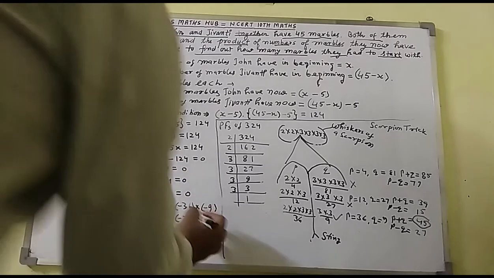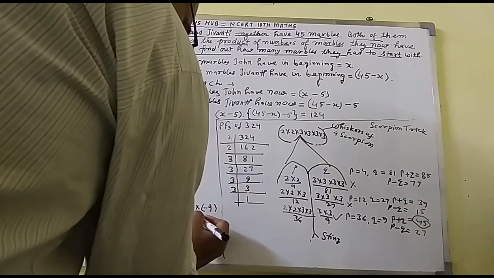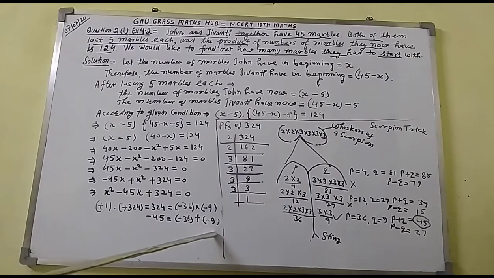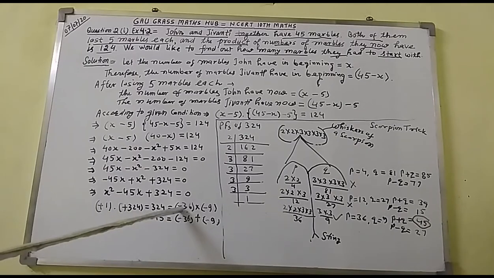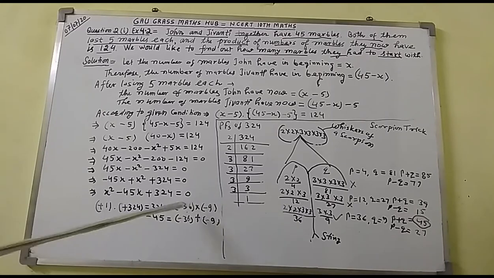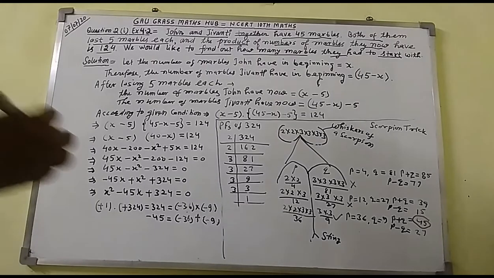If you do plus here, minus 36 and minus 9 will be added together, and you will easily get minus 45. Or if you do the operation minus 36 into minus 9, you will get plus 324. Now I can proceed further.